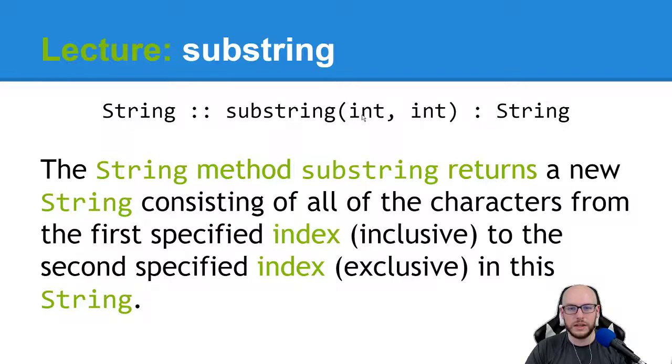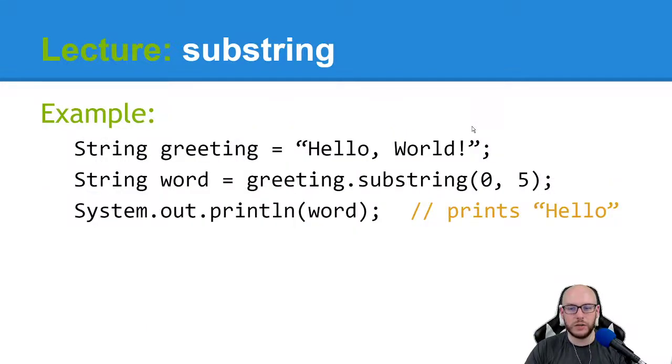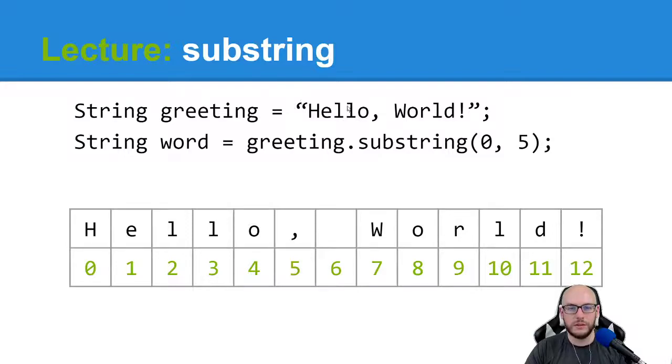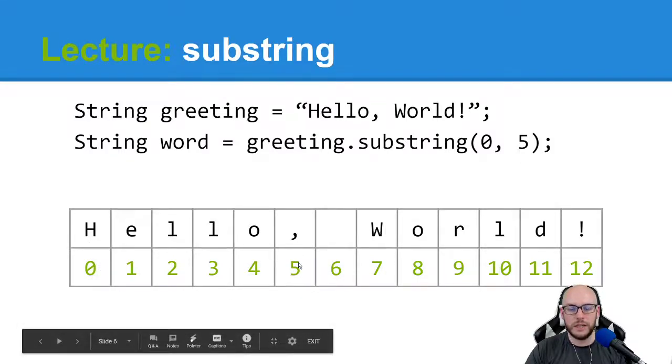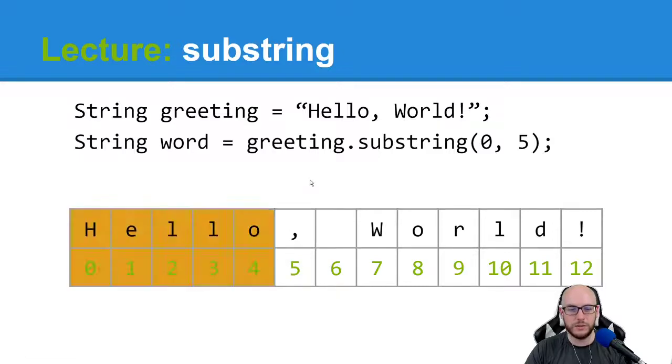Note that this first index is inclusive, meaning that it will be part of our resulting string. This index is exclusive, meaning it will not. Let's look at a quick example, then we'll move on. If I have hello world and we do a substring from 0 to 5, well, 0 will be part of the substring, the resulting string. This index 5 will not. It is exclusive. So that is the section that we're going to get, 0 up to 5.